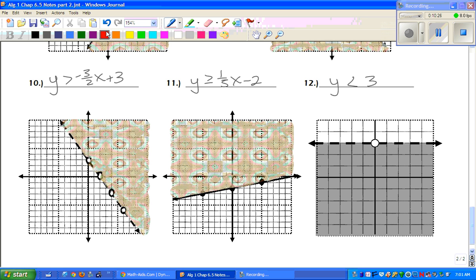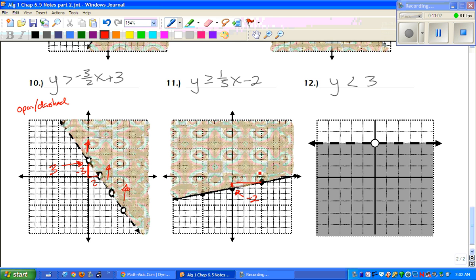Okay, and there are the answers. So looking at your slope, it's down 3 over 2. The y-intercept is at 3. We have an open, dashed line, and we shaded above. Okay? Just be very careful when you're counting your slope. Okay? That's 1 over 5 positive.